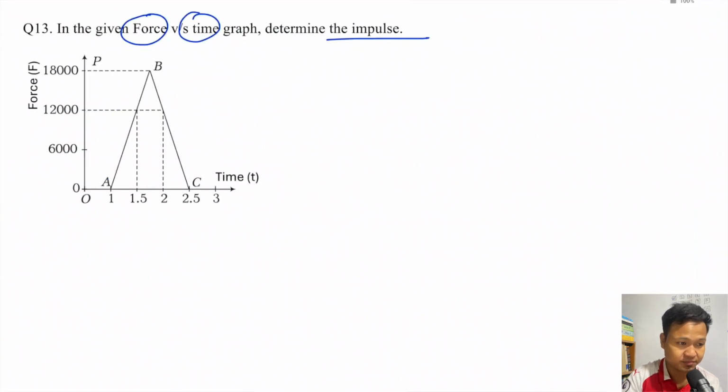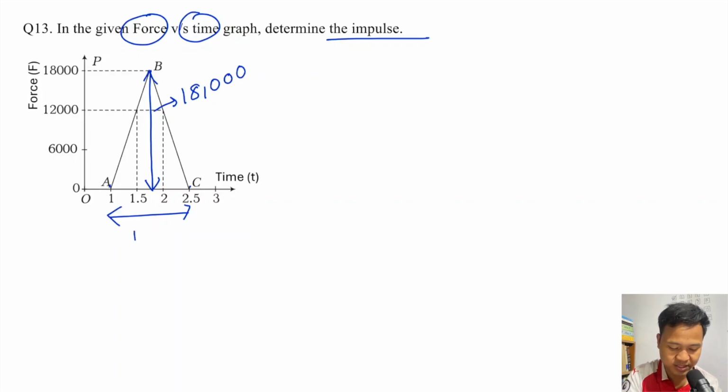So here, the area under the curve A upon B upon C is to be found. So it is a triangle. Okay. So what is the height of this triangle? So this is given as 18000. So what is the width? The base is 1.5, since 2.5 minus 1 is 1.5.